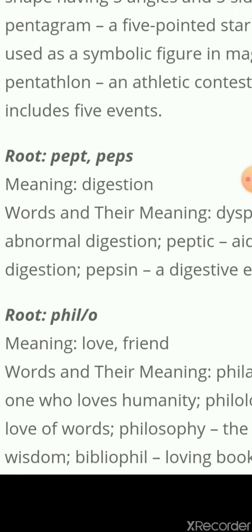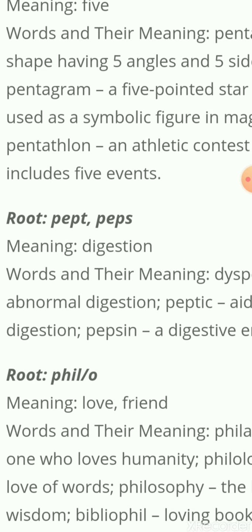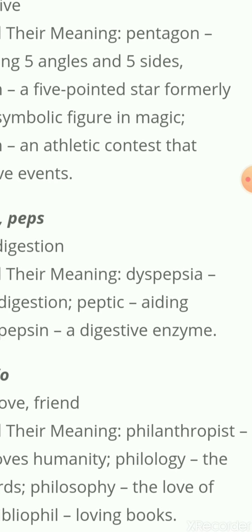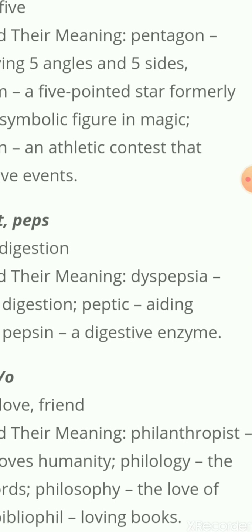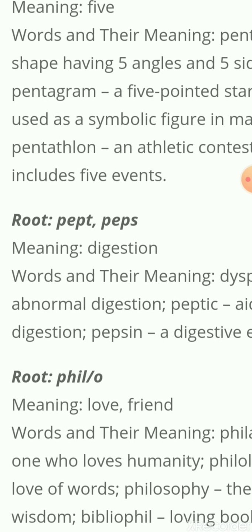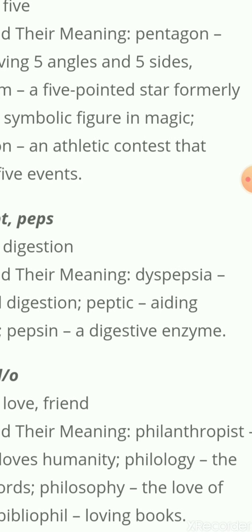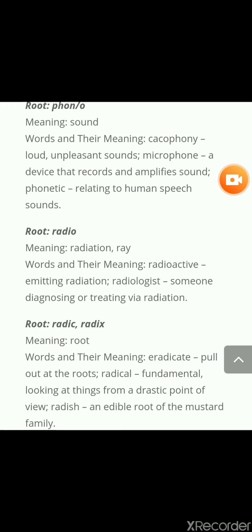Next we have PHIL, phil or philo. The meaning is love or friend. Words and their meaning: philanthropist, we have done yesterday already, one who loves humanity; philology, the love of words; philosophy, the love of wisdom; bibliophile, loving books. The last word is a combination of 2 roots: biblio related to books, phil means love, so book lover. In this way it will be very helpful for you.